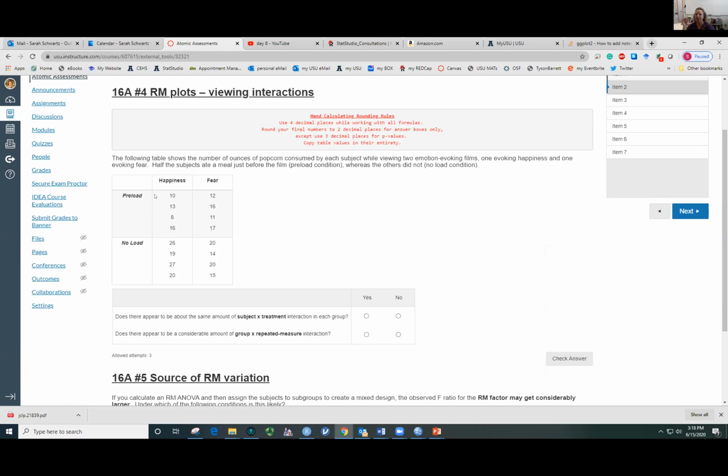Okay, so how many subjects were in each group? 4. There's 4 that ate before and 4 that did not, for a total of 8 subjects, and they each had 2 movies they watched. So they ate popcorn for the happy movie and popcorn for the scary. So what's our N total? 16. Okay, so this gets plotted in R.